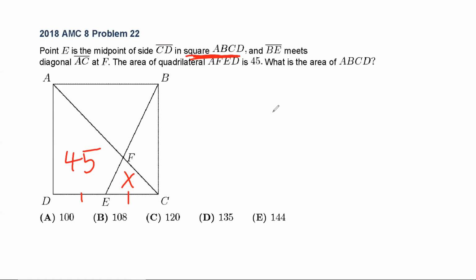Now we can try to write all the other areas in terms of X. Because AB and EC are parallel, we know that ABF is similar to FEC. The ratio of their side lengths is 2 to 1, since AB is twice EC, so the ratio of their areas is 4 to 1, since it's 2 to 1 squared. If that's X, then this up here is 4X.